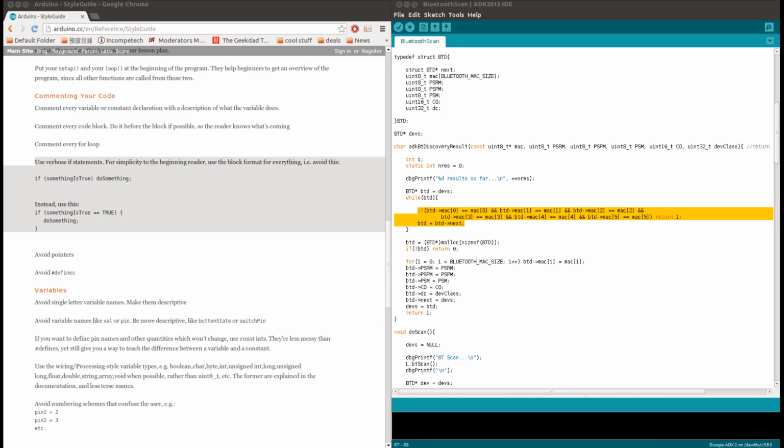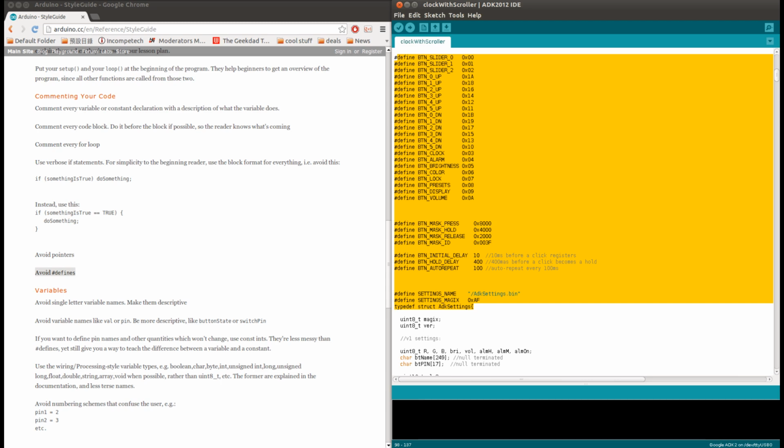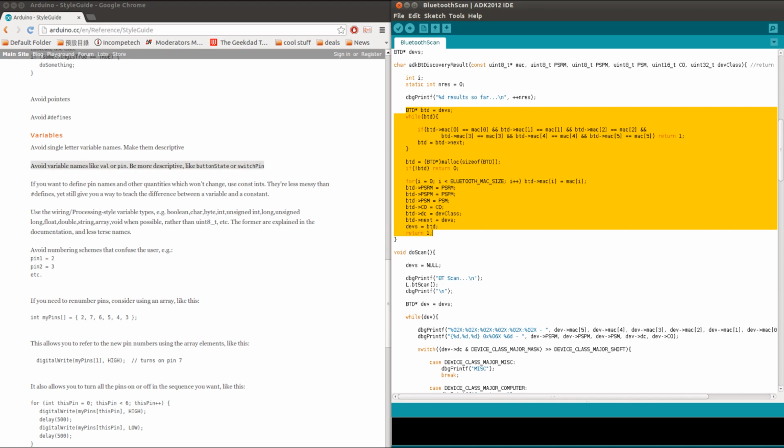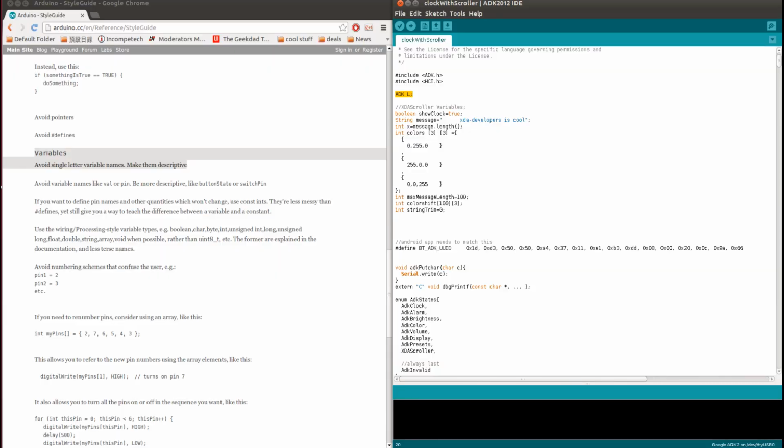Arduino says to avoid inline if statements. The ADK example code uses inline if statements whenever possible. How about avoid defines? Avoid pointers. One of the biggest problems here is the variable names. "Use descriptive variable names. Avoid single letter names." They named the ADK itself L. What does L have to do with anything? I mean, what the L?